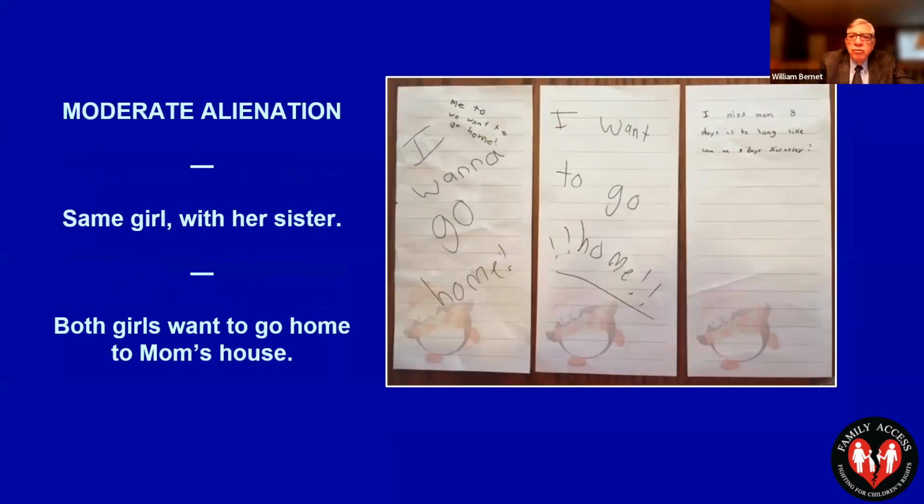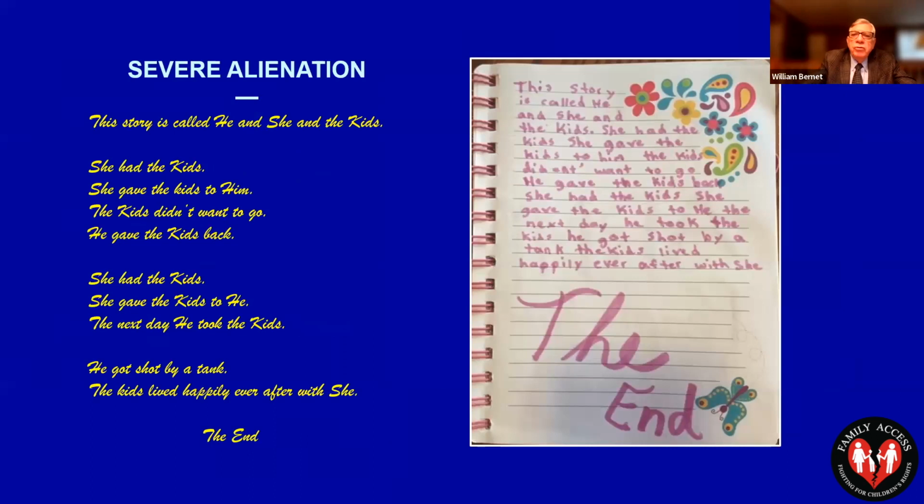Well, actually, this is still moderate. This is she saying, I want to go home. And now her sister gets involved. And her sister says, me want to go home. I miss mom, and so on. So the sister has older handwriting. So it looks like both daughters, both girls are saying, I don't want to be at dad's house. I want to go home. Well, anyway, this is the sad part.